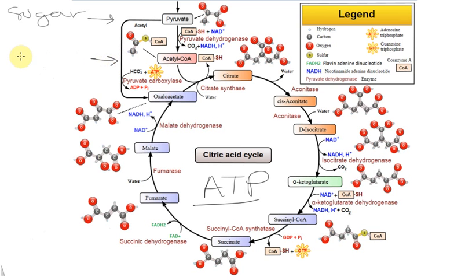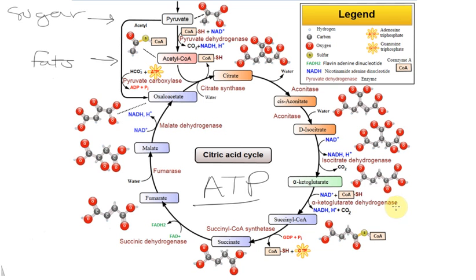Fats are automatically converted into acetyl-CoA, and so they will immediately be able to enter the citric acid cycle. But once the acetyl-CoA is created, it will be converted into citrate by citrate synthase, and then citrate is converted into cis-aconitate by aconitase. Isocitrate then is made, and so on and so forth.